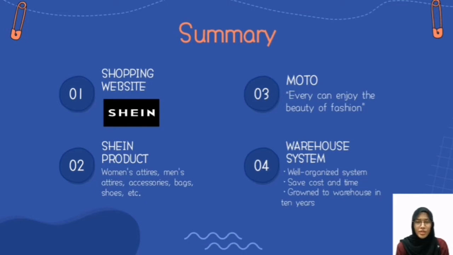Therefore, their warehouse system has been improved from time to time. For instance, when it comes to stocking, distribution, sorting, packaging, etc., the SHEIN company establishes a well-organized warehouse that performs an efficient system that can save time and cost. In the past 10 years, they have grown from a small storehouse to a warehouse of over 10,000 square meters.